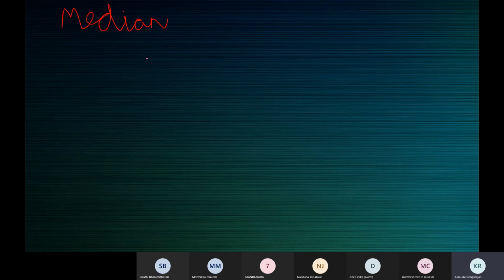Okay, now median. Ma'am, a median is a line segment that connects a vertex of a triangle to the midpoint of the opposite side. Yeah. So like an altitude, a median is also a line segment. A median is a line segment from the vertex to the midpoint of the opposite side. It need not be perpendicular.